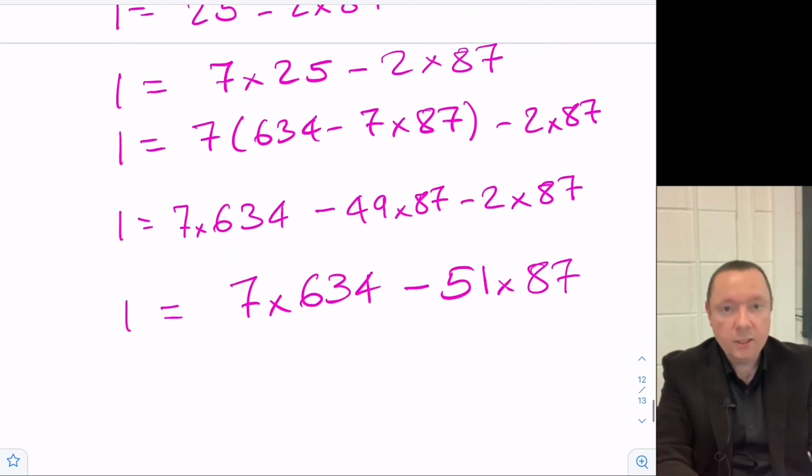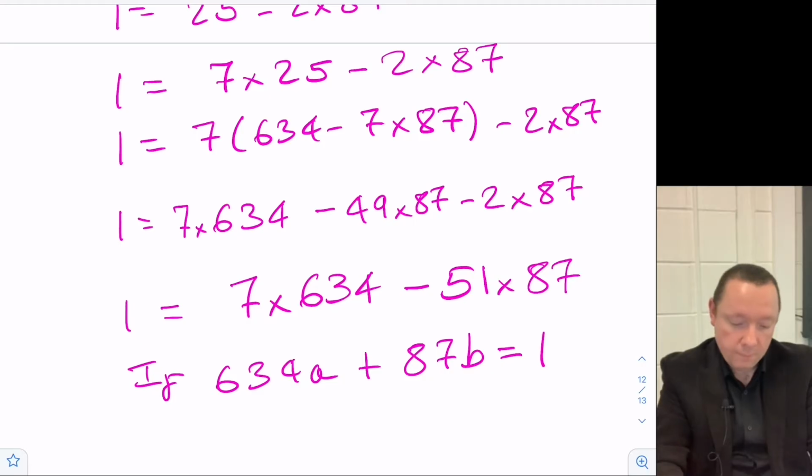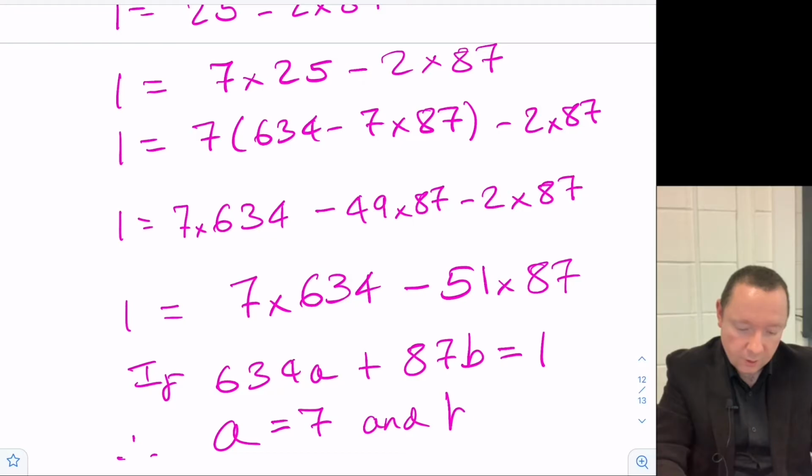So remember we started off with the statement that 634a + 87b = 1. Well, we've now got that in this form. We've got a must equal 7 and b must equal -51.